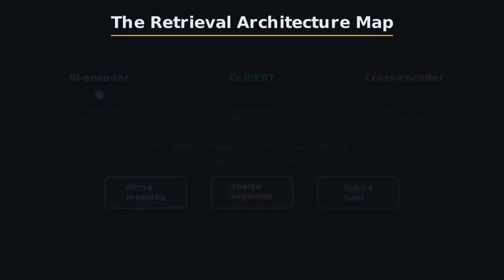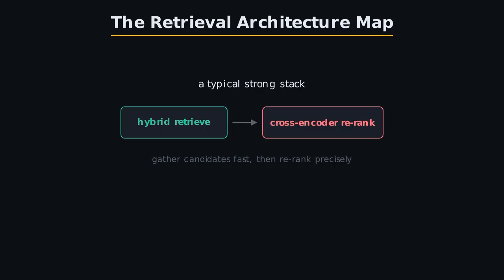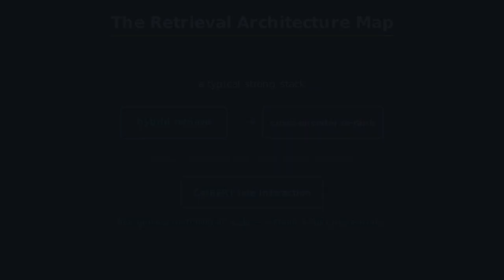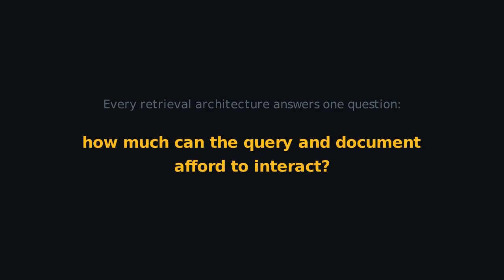A typical strong stack looks like this: hybrid retrieval to gather candidates fast, then a cross-encoder to re-rank them precisely. And you reach for ColBERT-style late interaction when you need fine-grained matching, but simply can't afford a cross-encoder over everything. Because in the end, every retrieval architecture is just one answer to a single question. How much can the query and the document afford to interact?